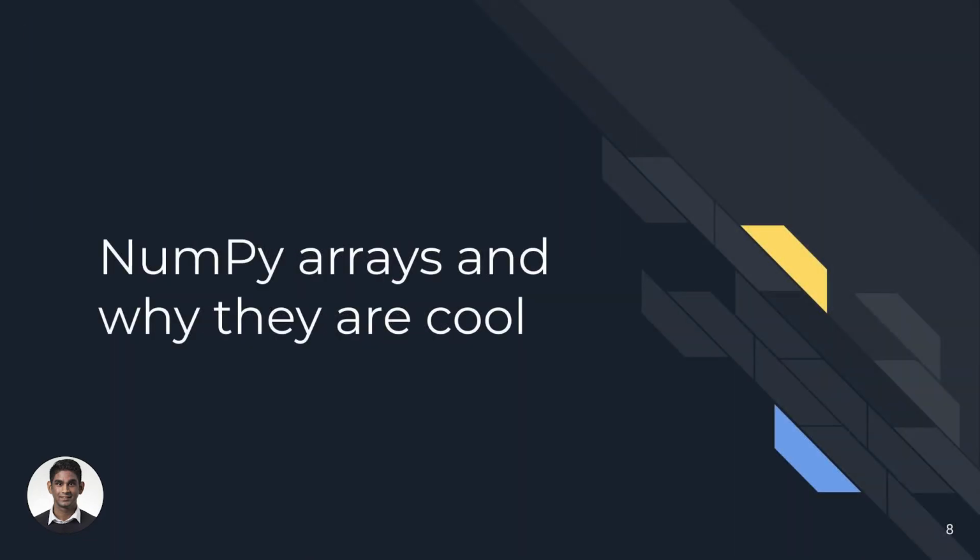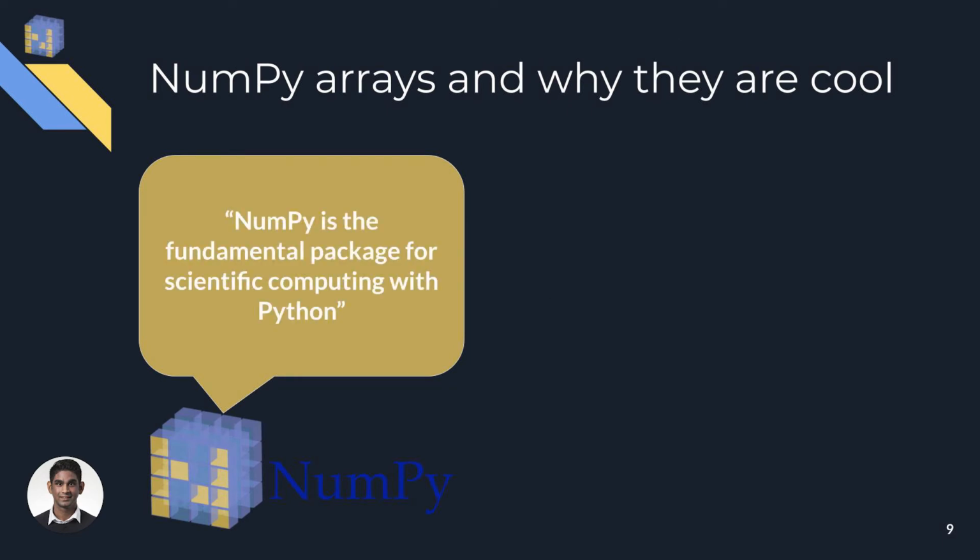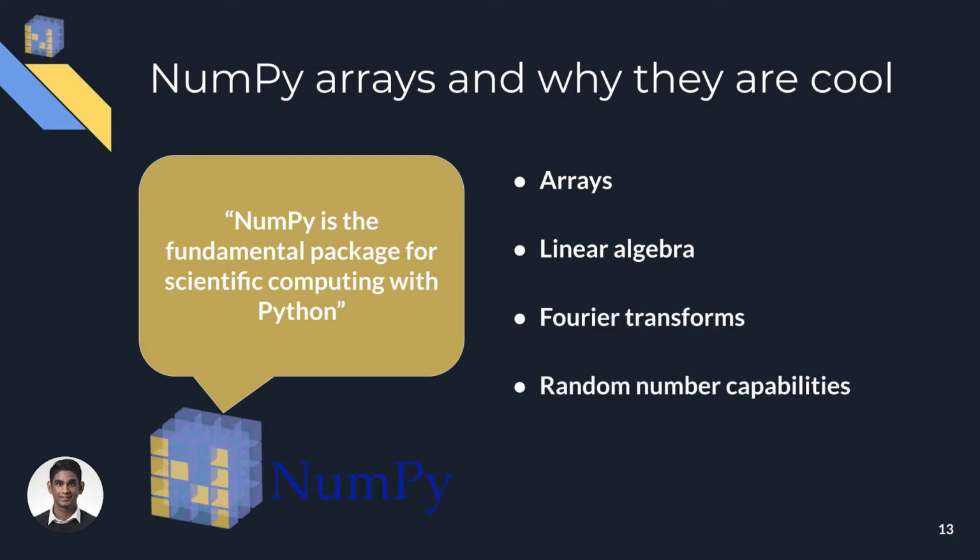Let's start with NumPy arrays and why they are cool. So, NumPy characterizes itself as the fundamental package for scientific computing with Python. It contains arrays as data types, but also has functionalities for linear algebra, Fourier transforms, and random number capabilities. NumPy is written in Python, which is a beginner-friendly programming language, and therefore the library itself should also be easy to use and understand. So let's have a look at some code.